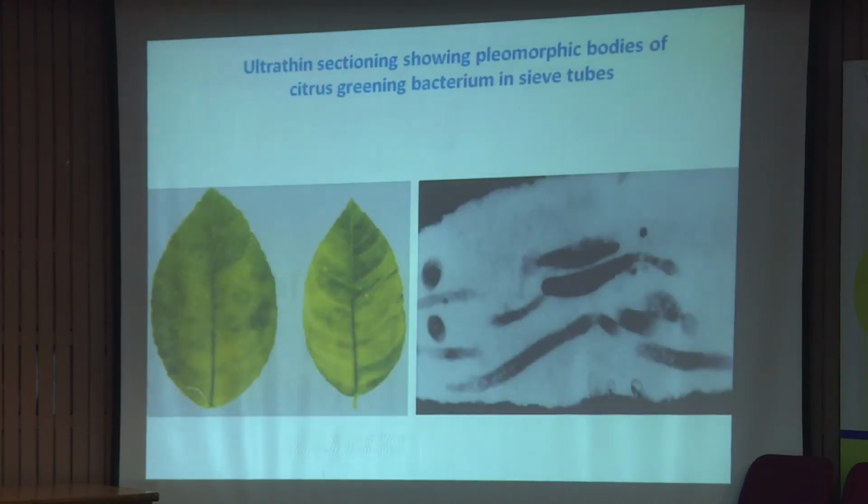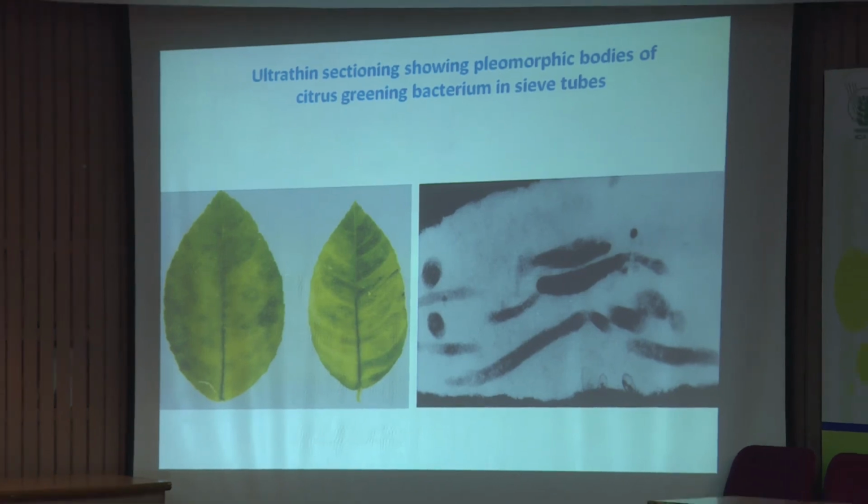Then another application, we have this citrus greening bacterium. It is a very serious disease of citrus in our entire country, having these typical symptoms of mottling of the leaves. But when you cut these plants, you will find these pleomorphic bodies in the infected plants. Here also we have to cut the midrib only. It remains in the phloem. So after cutting, you will see these different pleomorphic bodies.